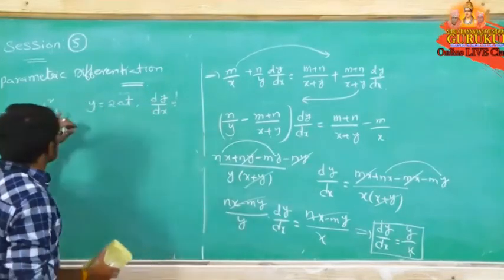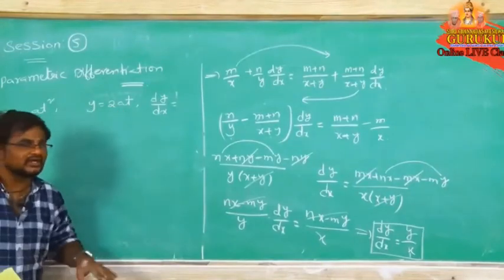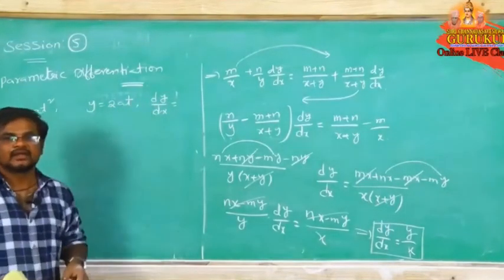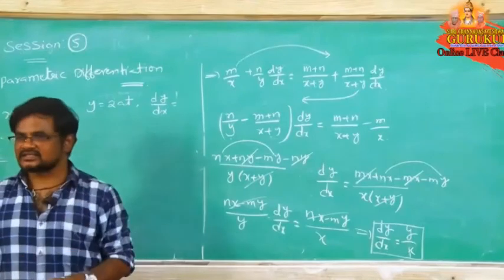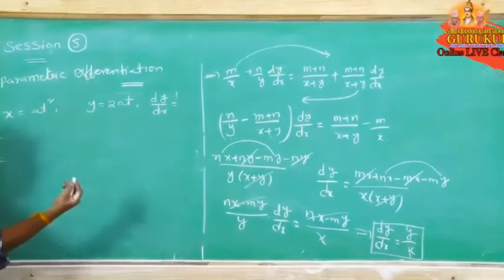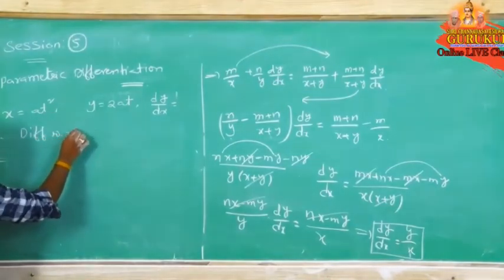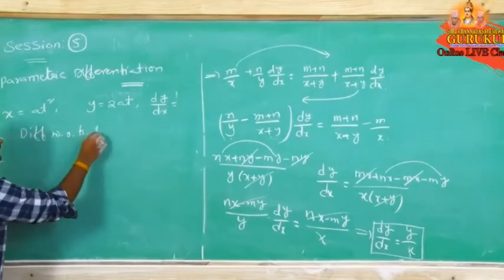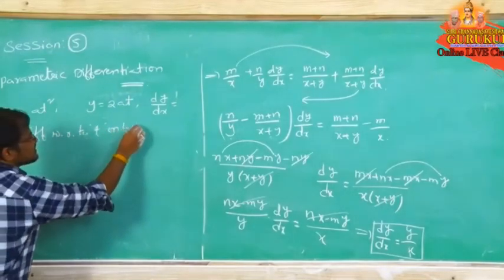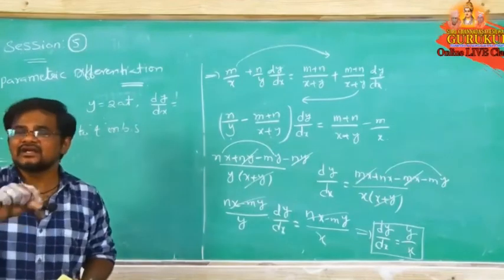So our parameter is what here? t. X equal to at square is given, y equal to 2at, then what do they ask? dy by dx. For that, what do we have to do? This one and this one, both differentiating with respect to that parameter. What is that? t, on both the sides. Differentiating with respect to t on both the sides.